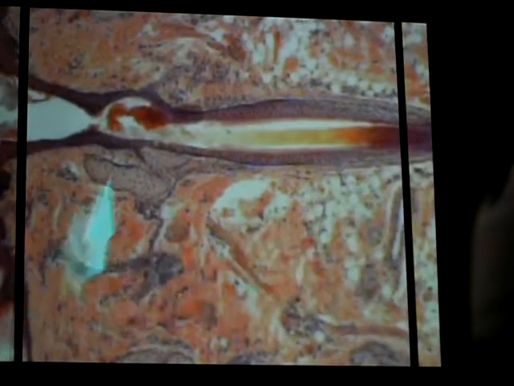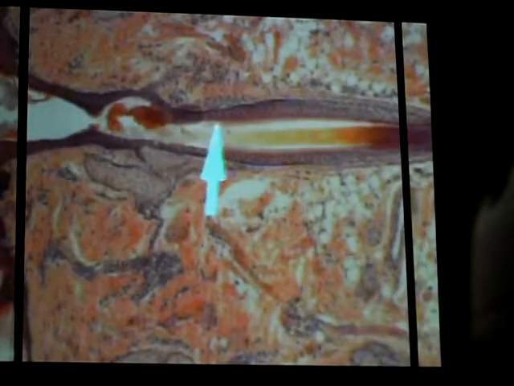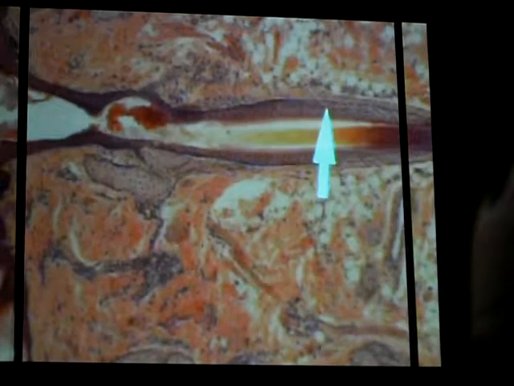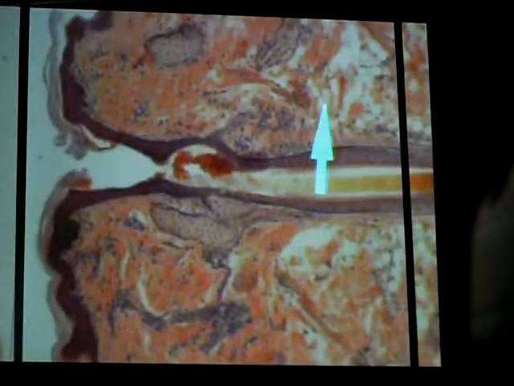Alright, so this portion is called the hair follicle. So that would be a downward growth of your epidermis.